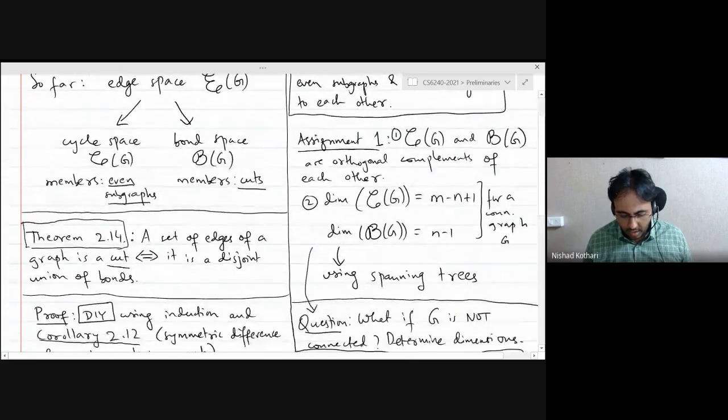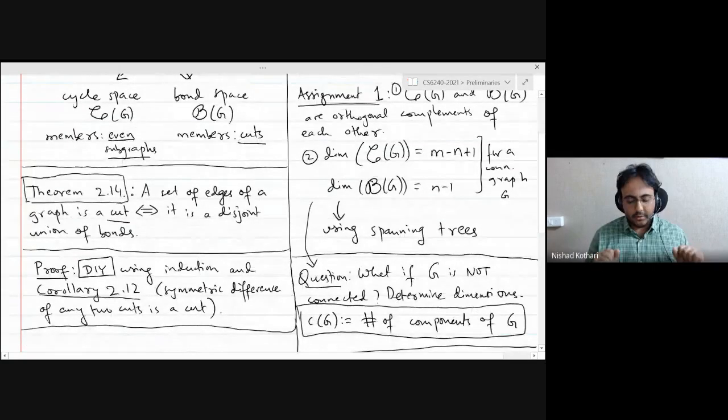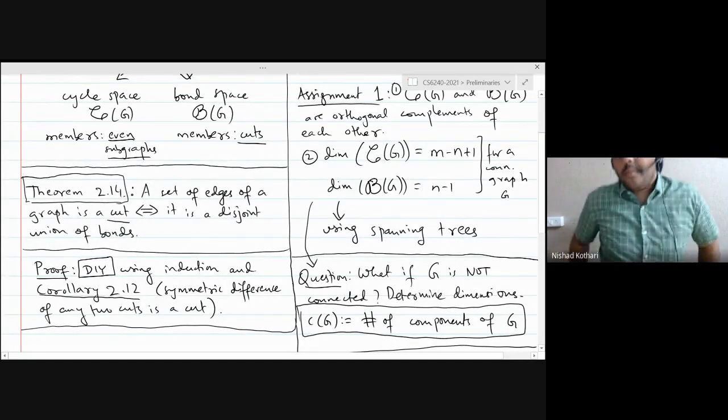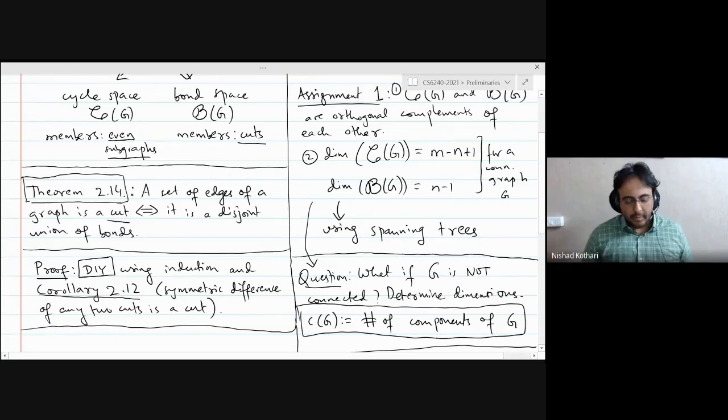So are there any other questions or concerns pertaining to these subspaces associated with a graph before we move on to module 2, which is connectivity?